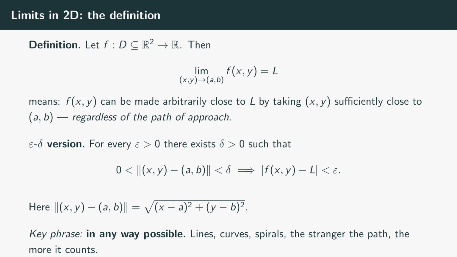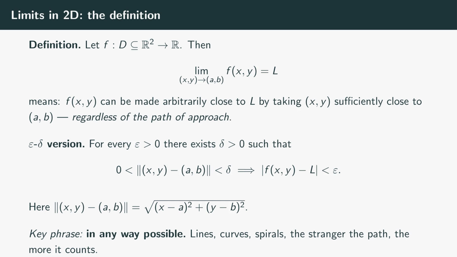The Euclidean distance is just the square root of (x minus a) squared plus (y minus b) squared, the magnitude of the displacement vector from (a, b) to (x, y). Notice the geometry. Within delta of (a, b) carves out a tiny disk around (a, b). The definition demands that for points in this disk, not just points along a particular line, but all of them, the function value stays trapped within an epsilon band around L.